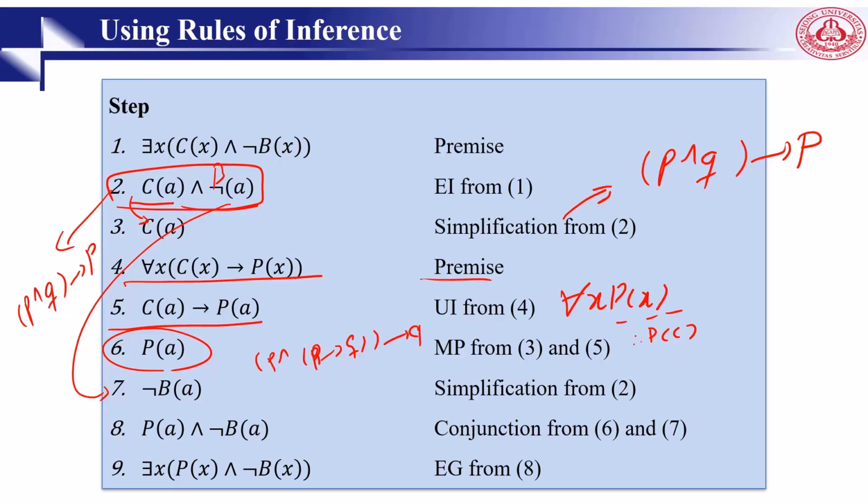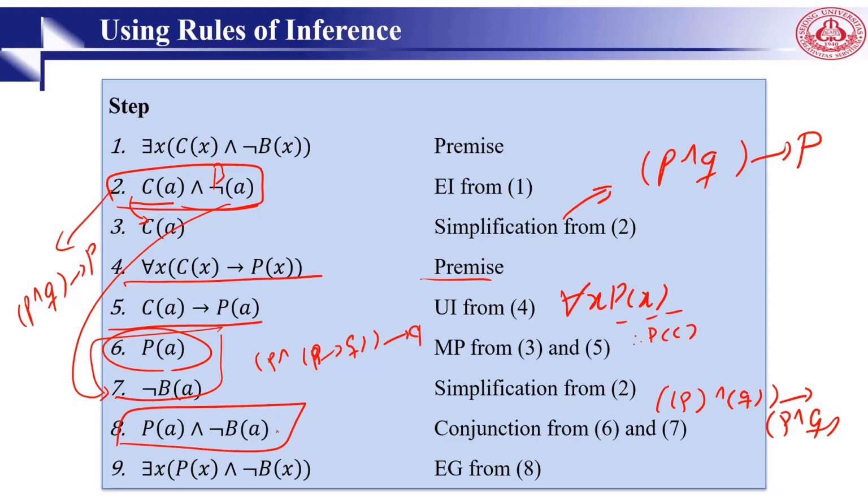Using this one. Then if we do conjunction for these two, conjunction says what? Conjunction says, you remember that one? p and q implies p and q, right? Using these two, we can say that p(a) and not b(a). Then using EG, existential generalization, we say p(c) for some element in C, we can conclude there exists x, p(x), right?